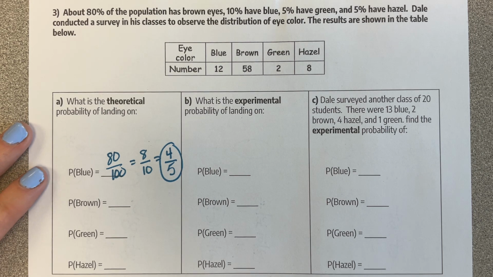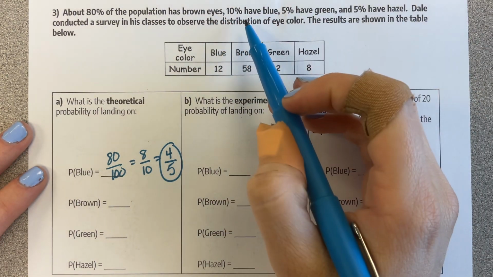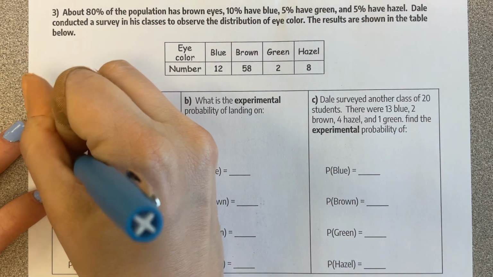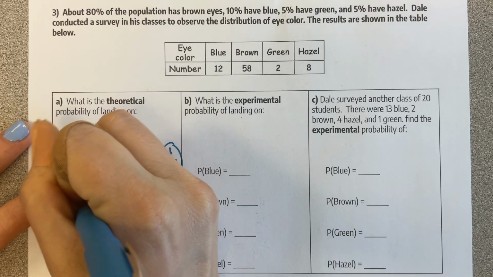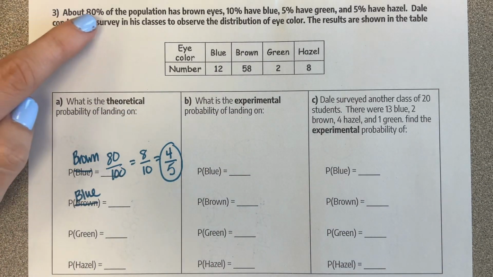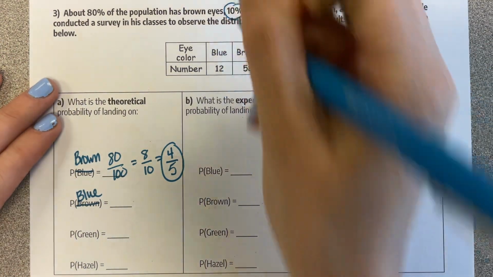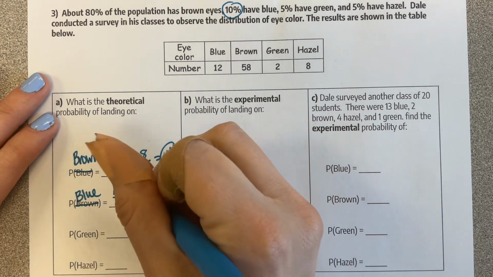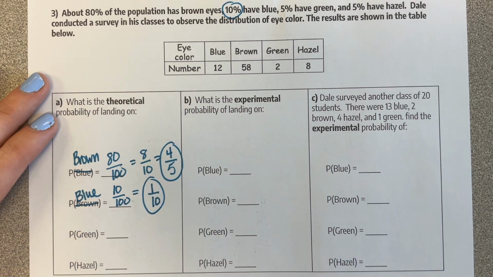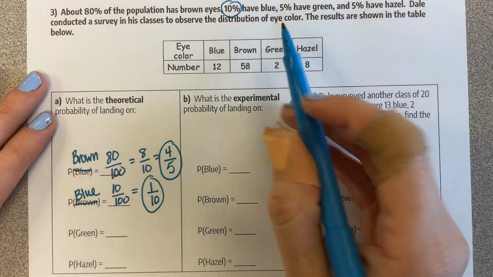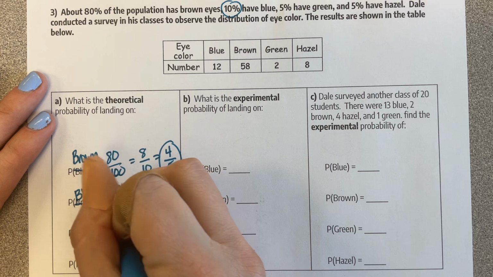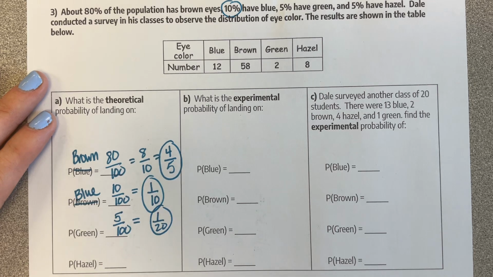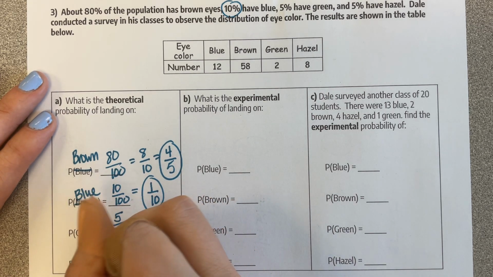For brown eyes, oops, I mixed those up. We're going to write this as brown. And we're going to write this as blue. I was going in the order up there and I wasn't paying attention. So brown was 80%. Now for blue, 10% have blue. So 10 out of 100. We divide that by 10 to get 1/10. For green, green has 5%, so 5 out of 100. Divide by 5 to get 1/20. And hazel is also 5 out of 100, or 1/20.